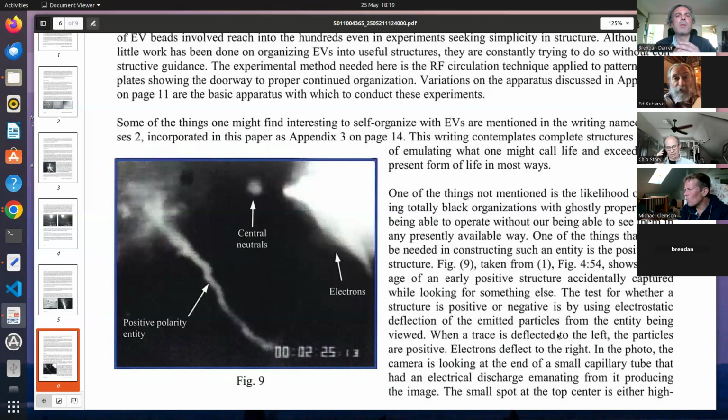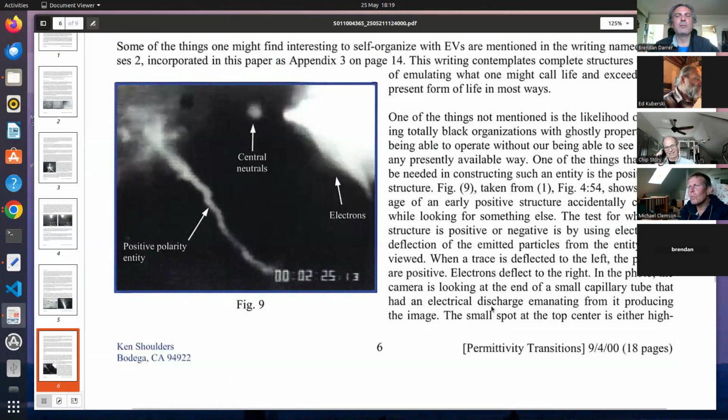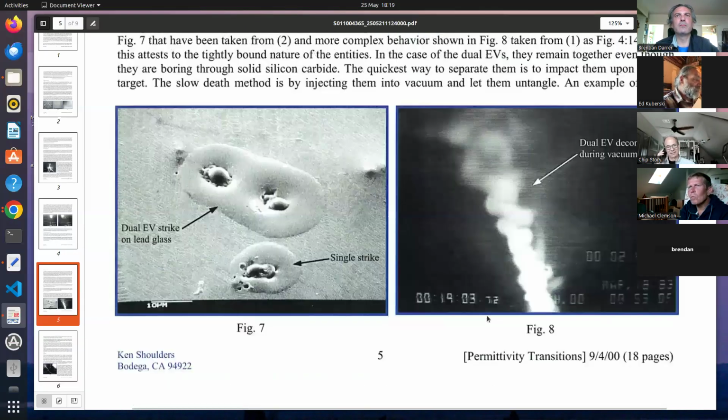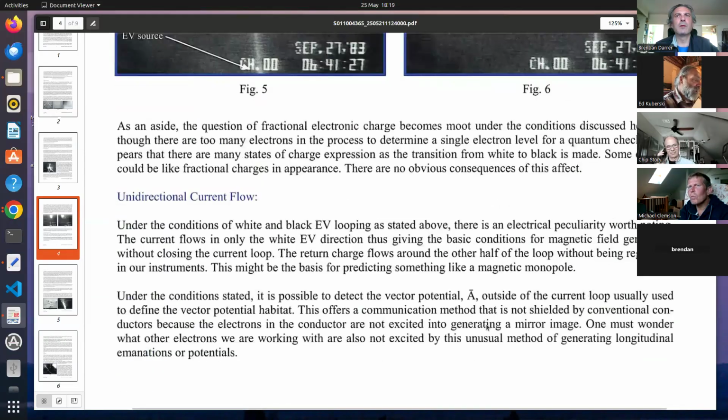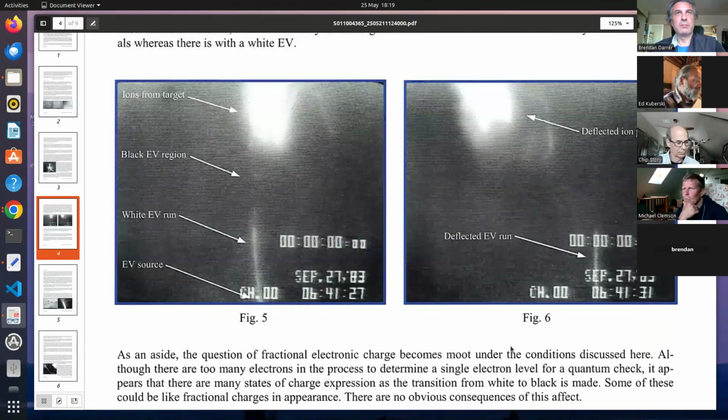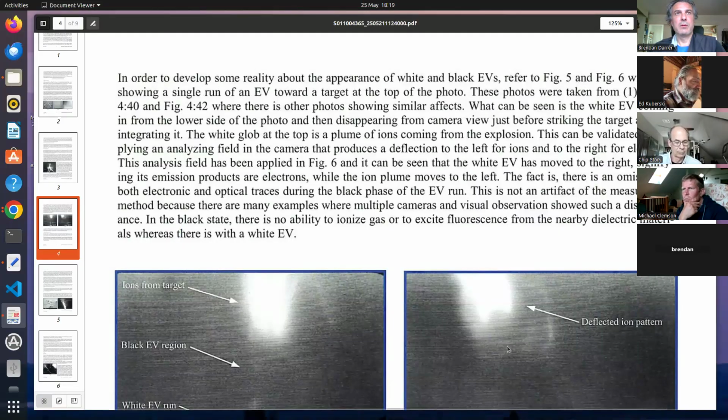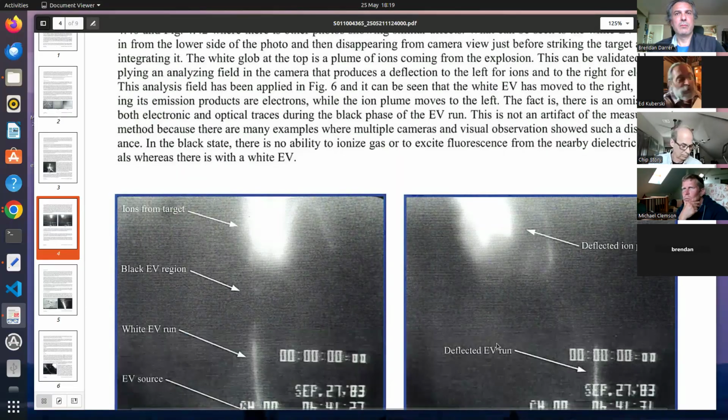So this is all on page 4. And right at the bottom of page 4, Brendan: "Under the conditions stated, it is possible to detect the vector potential A outside of the current loop, usually used to define the vector potential's habitat. This offers a communication method that is not shielded by conventional conductors because the electrons in the conductor are not excited in generating a mirror image." This is how a transformer works.